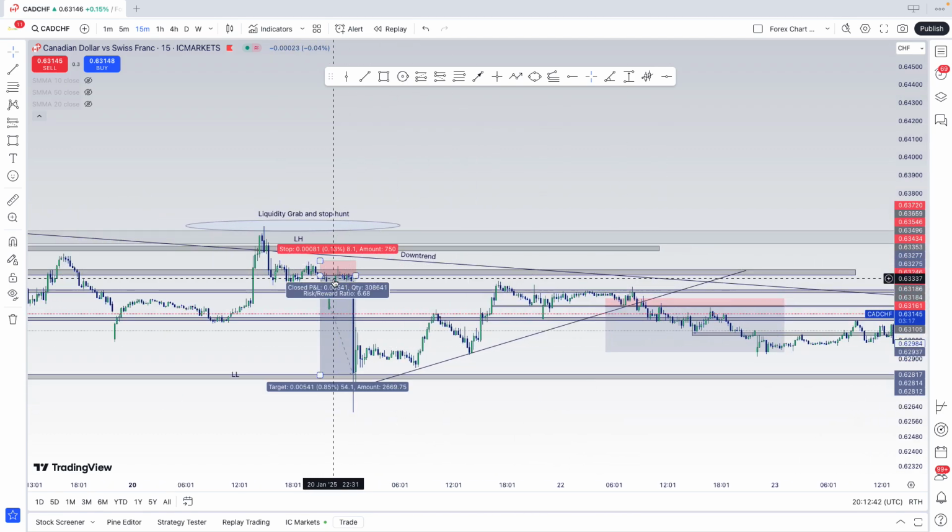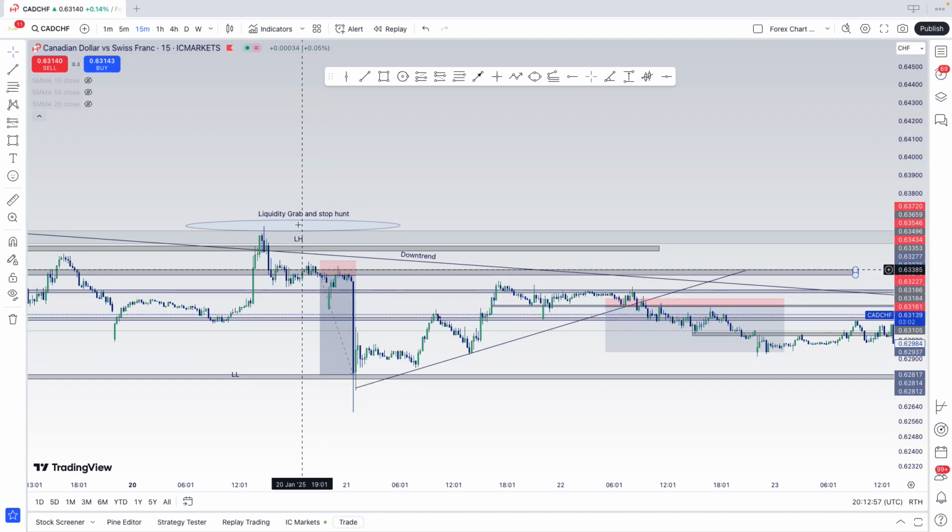I did this one on the 15 minute. Once price broke properly below it, and I saw these lovely wicks, not able to push above it, I then entered the position and placed my stop above this area of liquidity up here.